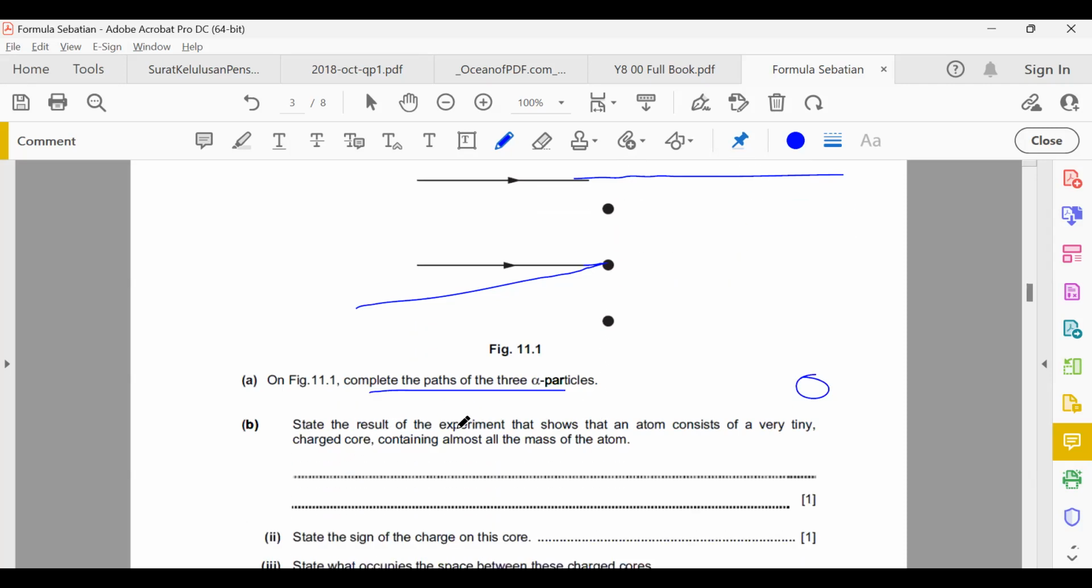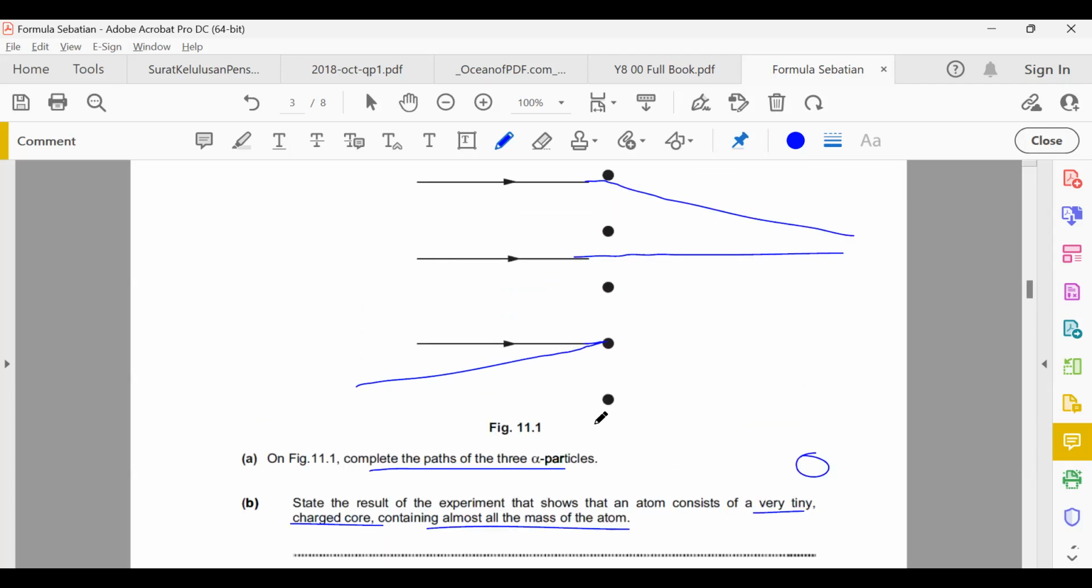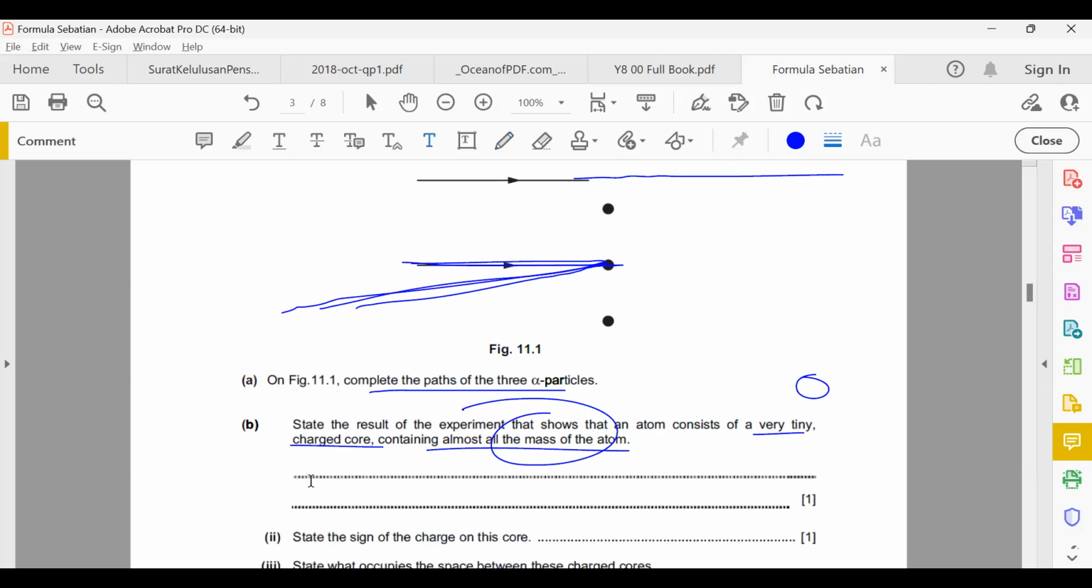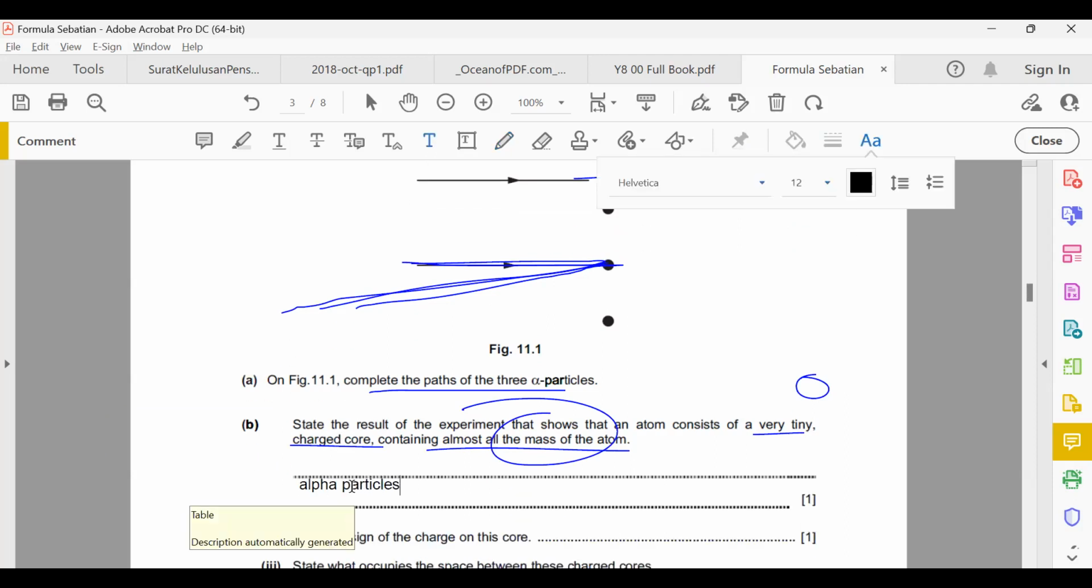Now, after that, state the results of the experiment that shows an atom consists of a very tiny charged core containing almost all of its mass in the atom. Right, most of the mass is basically going to be in the core. The answer is alpha particles that deflect with an angle greater than 90 degrees. Bang. There you go. Good. Okay. Easy.